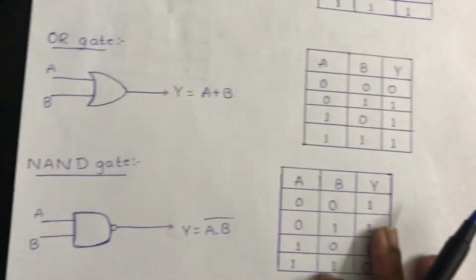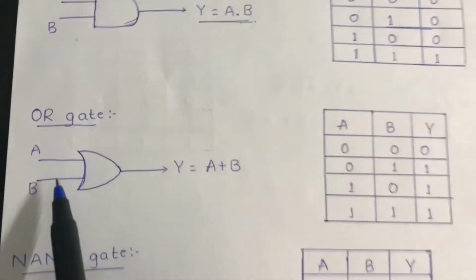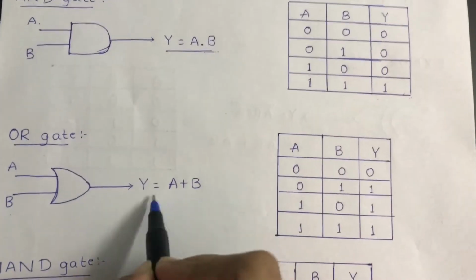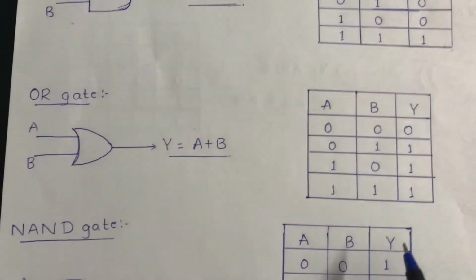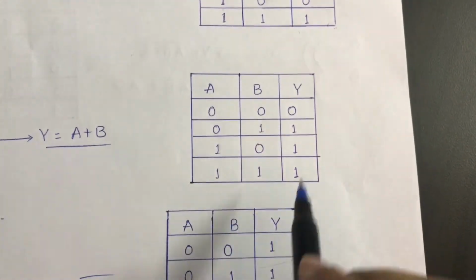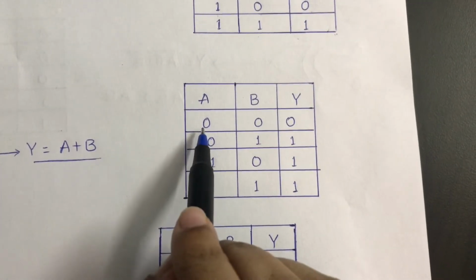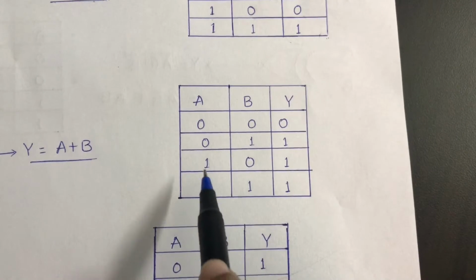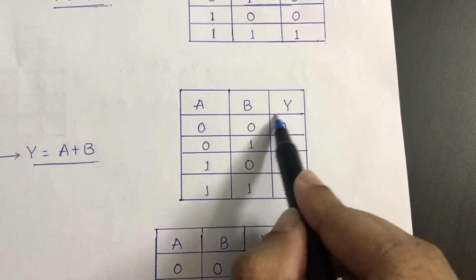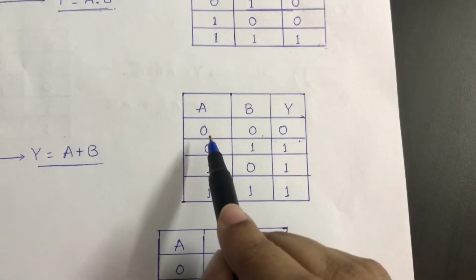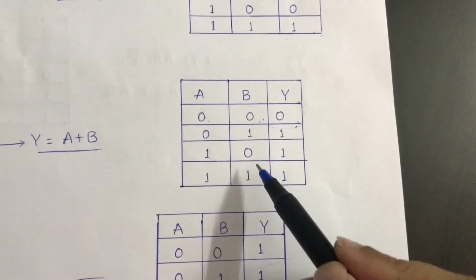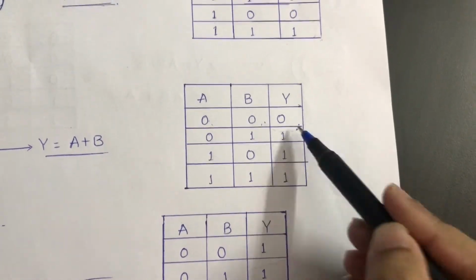Now, let's move on to the OR gate. This is the symbol. A and B are the inputs again. This is the Boolean expression: y is equal to A plus B. Here you can see from the truth table, only when both the inputs are low, you get a low output. That is, when both the inputs are 0, the output will be 0. Otherwise, the output will be high, or 1.